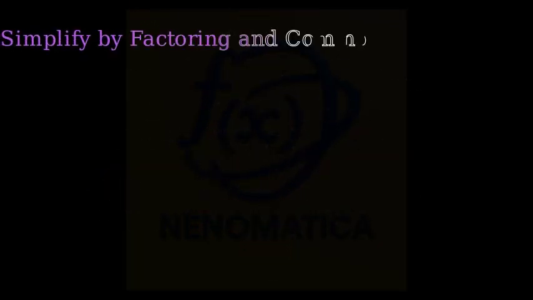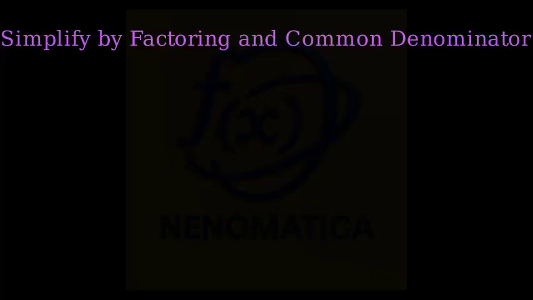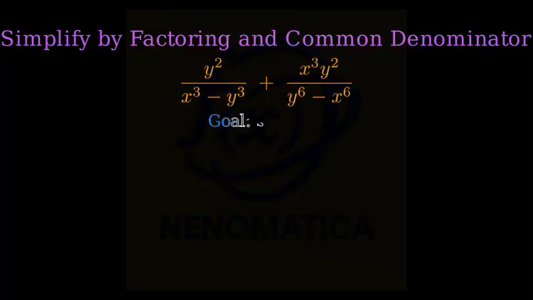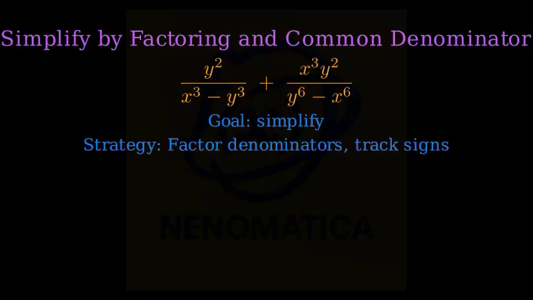In this lesson, we will simplify a rational expression by factoring and combining fractions over a common denominator. We'll go step by step, keeping the algebra clear and visual. First, here is the original expression we want to simplify. Strategy. We will factor the denominators and look out for sign changes.